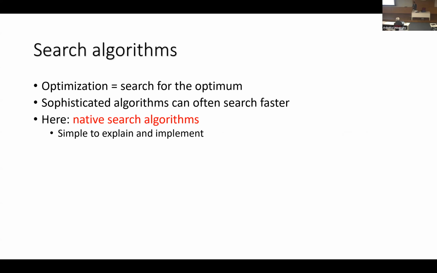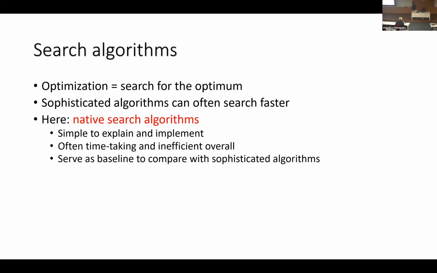So simple to explain and implement. Yeah, implementation complexity is also simple. So that's another reason. We don't want to spend a lot of time implementing it. Just quickly implement it, check it. Generally, they will take more time. So random and grid search will take more time, and they are inefficient overall. But they often serve as a baseline to compare with sophisticated algorithms.